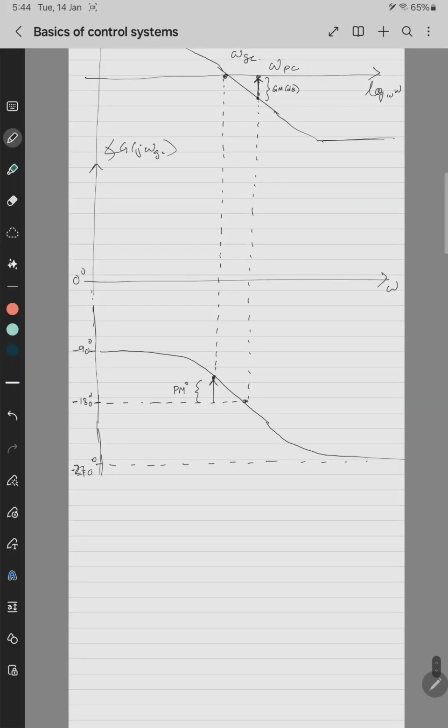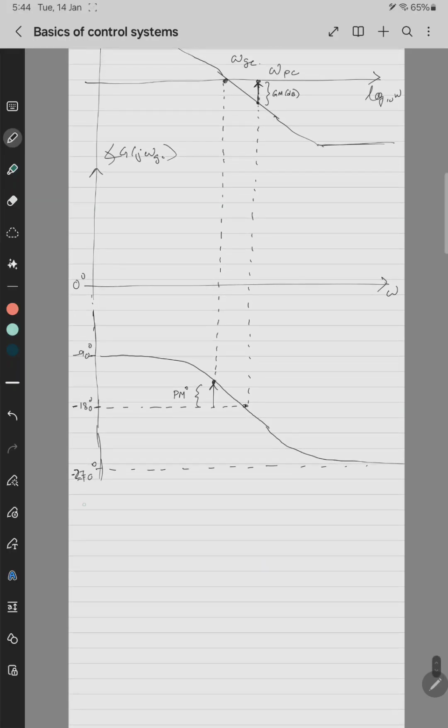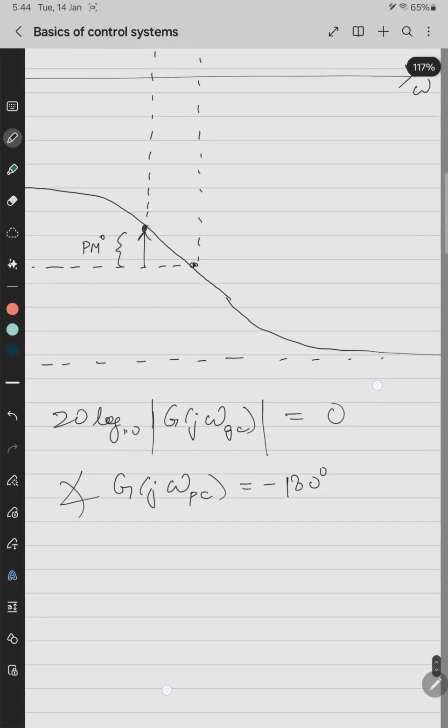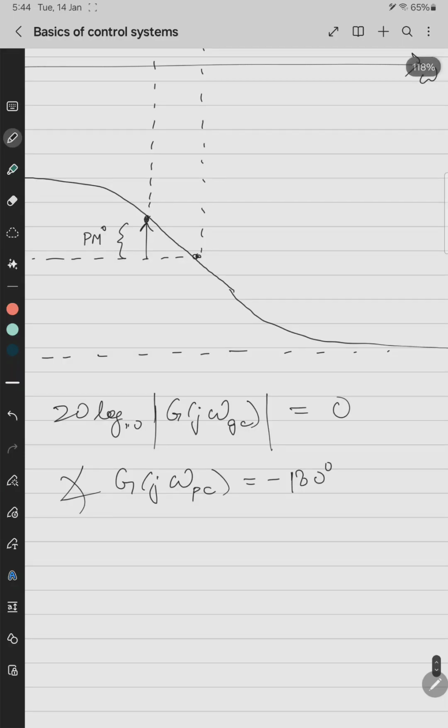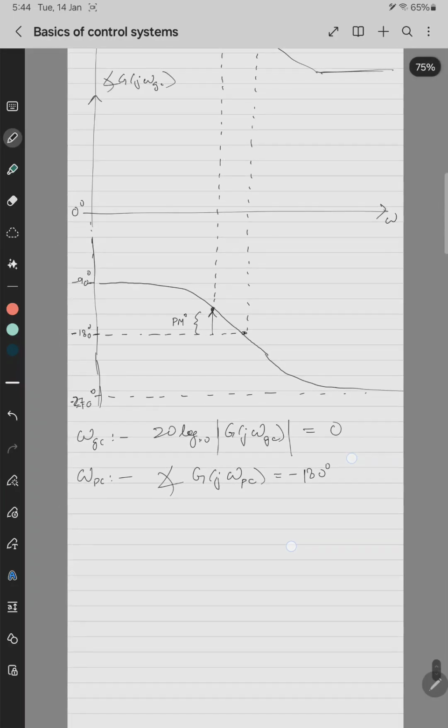So just let me quickly write. Omega gc is where 20 log base 10 of mod of G of j omega, where omega is omega gc, becomes 0. At phase crossover frequency, angle of G of j omega pc becomes minus 180 degrees. Or you can write it like this, where omega equals omega pc.